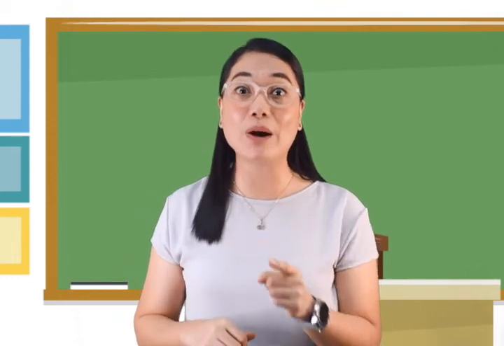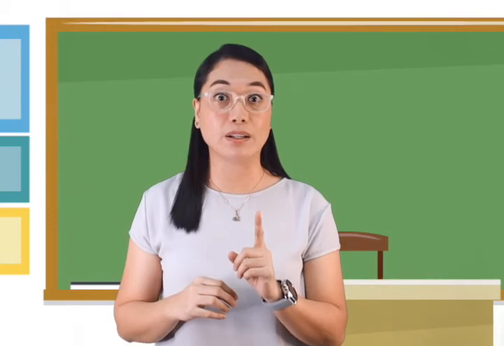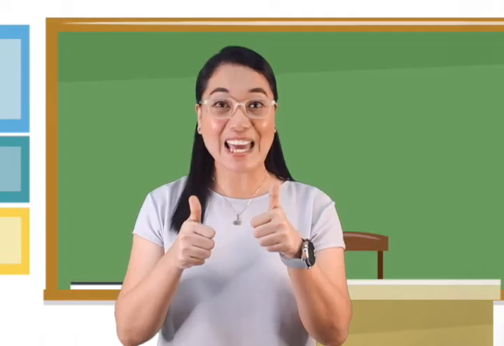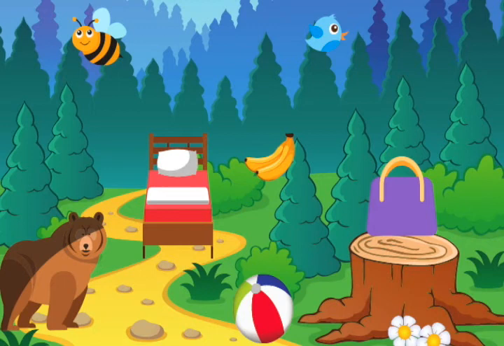Good job! How about the small b? How do we trace and write the letter B or the small b? Standing line and curved line. Let's do it again. Start from the top. Standing line and curved line. That's how you will write the letter B. Okay, did you get it? Good job. Okay, activity time.